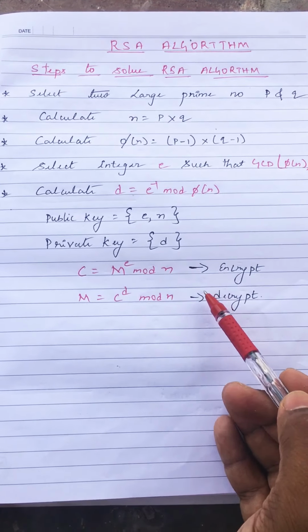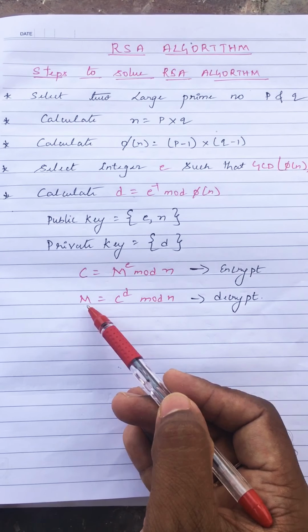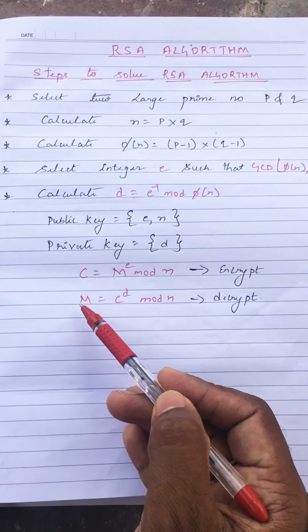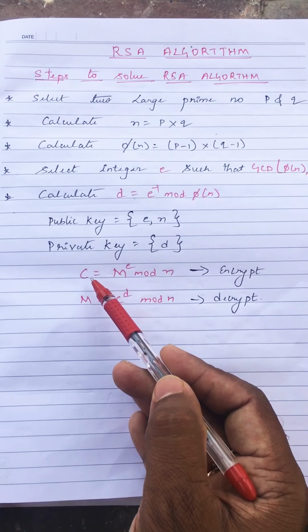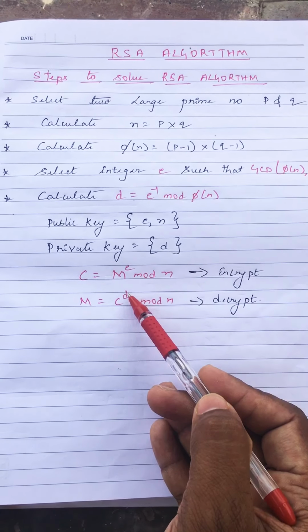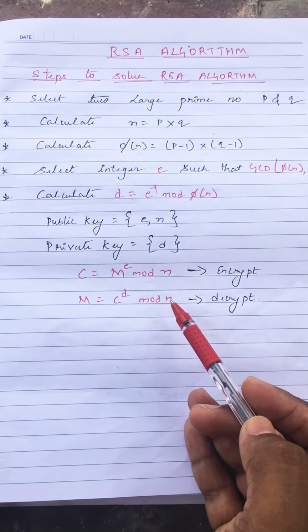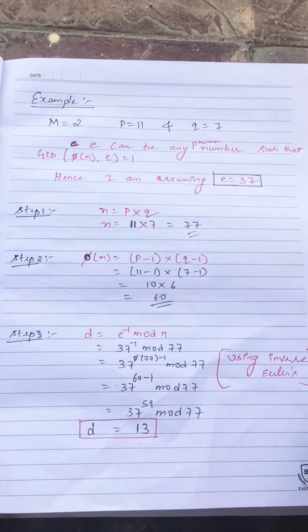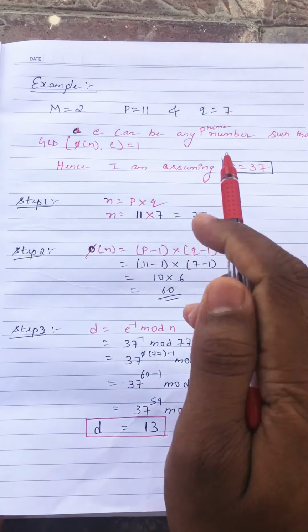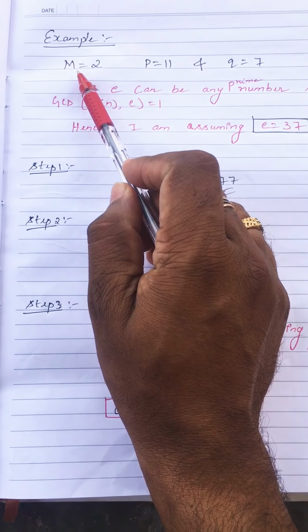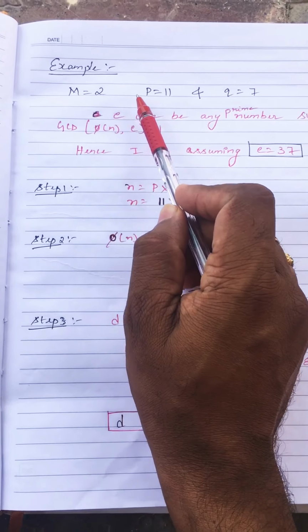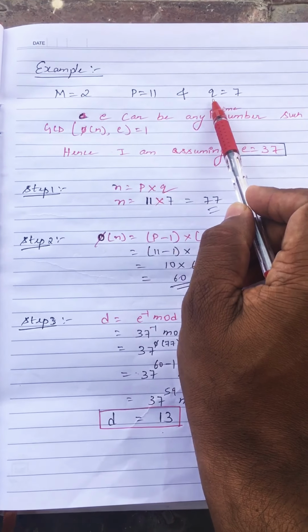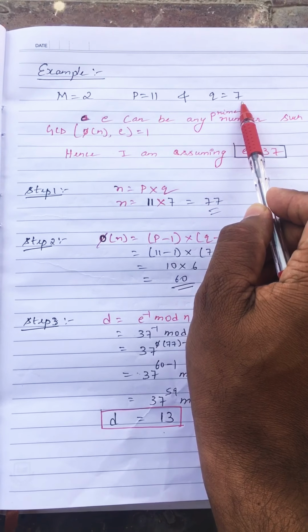To decrypt this, if we decrypt, we get the original message m. So m is equal to the ciphertext raised to the power d mod n. As an example, we are going to solve one problem. In my example, the message is 2 and my prime p is 11. This is a prime number, and q is 7, which is also a prime number.